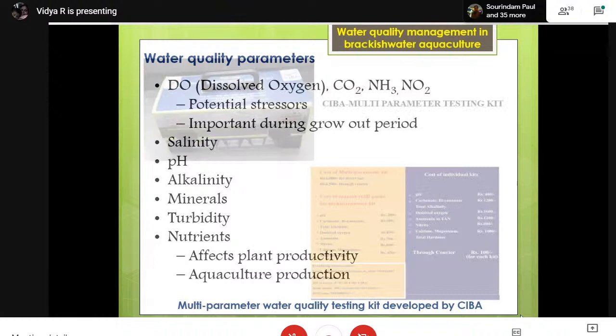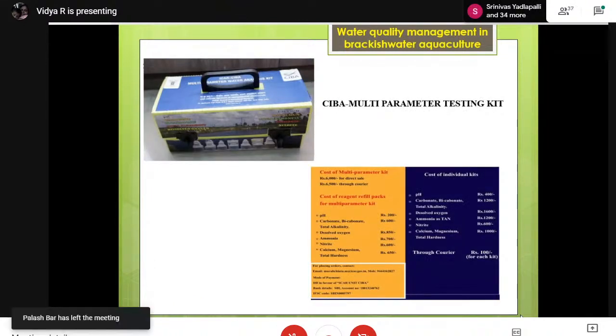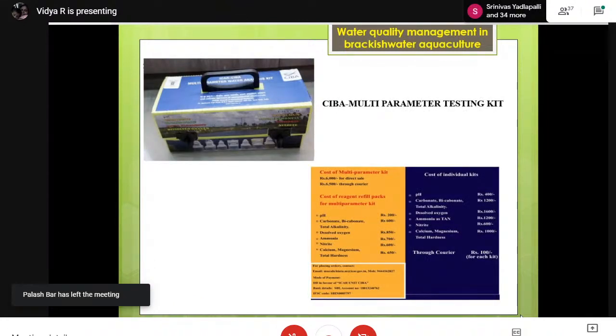So CIBA has developed a multi-parameter testing kit which is helpful for farmers to find out the pH, carbonate, bicarbonate, total alkalinity, dissolved oxygen, ammonia, nitrate, calcium, magnesium, and total hardness of the water where we are culturing our shrimps.